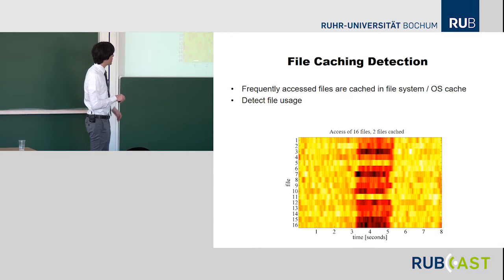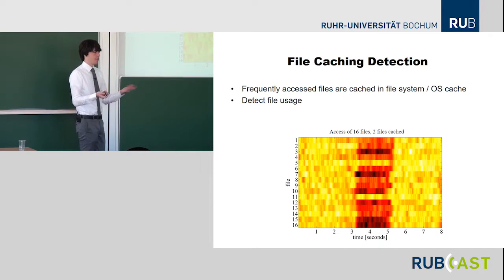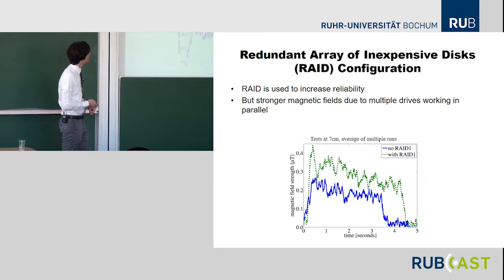And typically, I should have mentioned this before, before each experiment we did 2 or 3 seconds of just measurement without any activity to get the baseline of the magnetic field, and then the experiment started. So on most of the graphs, you don't see the first 3 seconds because it's uninteresting.